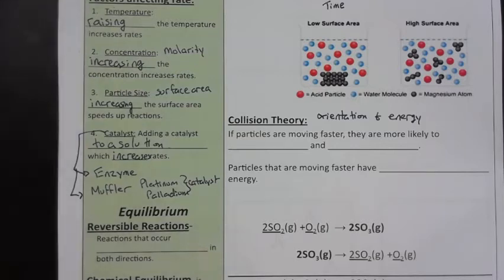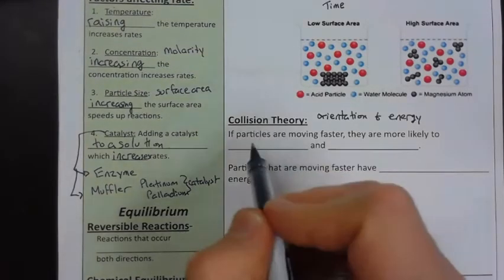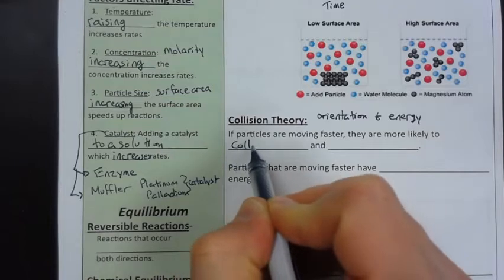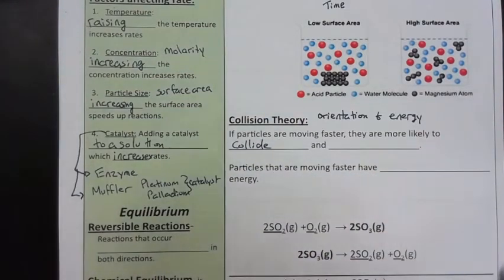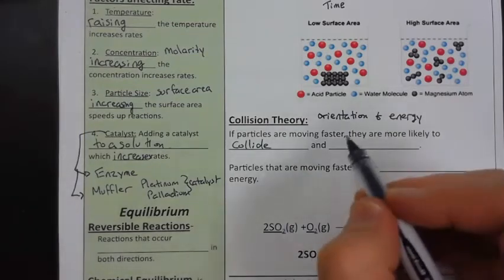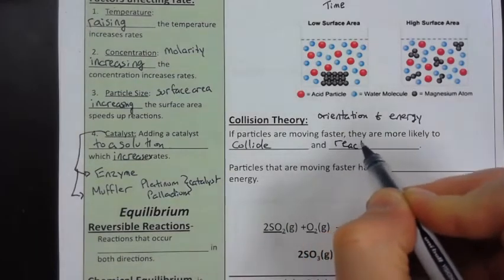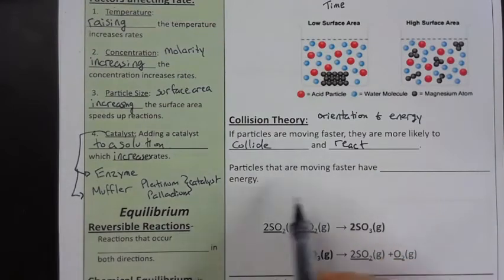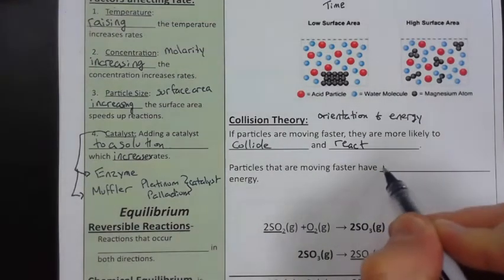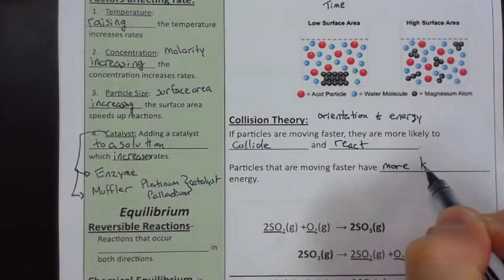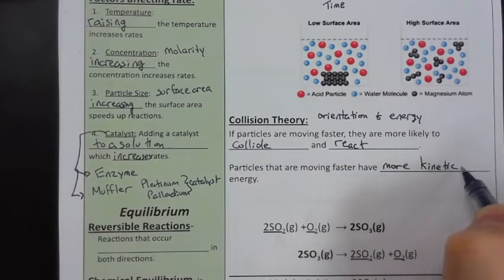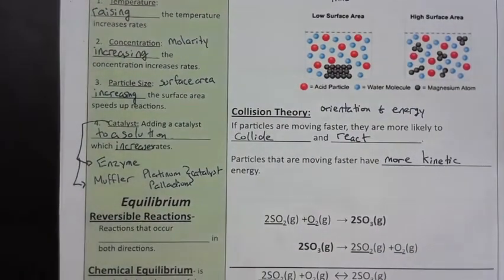So if particles are moving faster, they're not only more likely to collide just from moving around at a faster speed, but they're more likely to collide and react. So particles that are moving faster have more kinetic energy, which is the energy of motion.